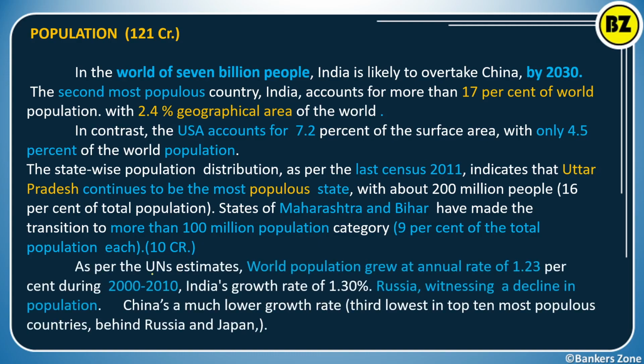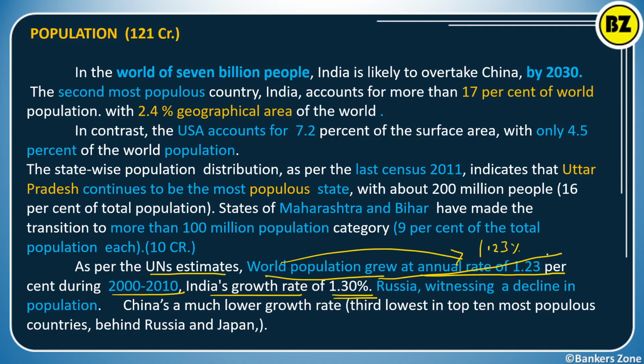Now, as per the United Nations estimate, world population grew at an annual rate of 1.23% during 2000 to 2010. India's growth rate was 1.3%. The world's population is growing at 1.23%, and the Indian population is growing at 1.3%. That means we are growing faster than the world's population, right?